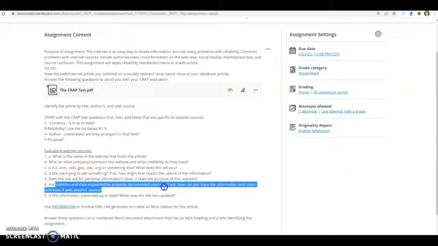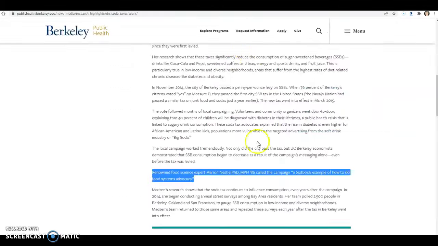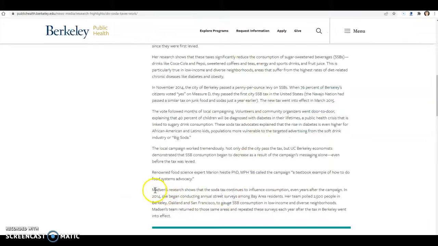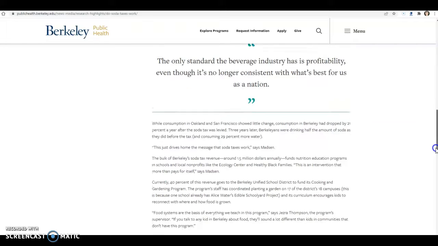what sources are they using? Okay, and this list is really linked to the reliability. Is it up to date? That goes with currency, yes. But where are they getting their information from? And are they telling you? And this one is really focused on this professor's research. I'll show you a different example if I have time.